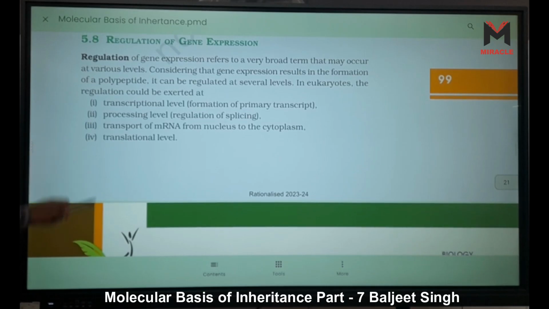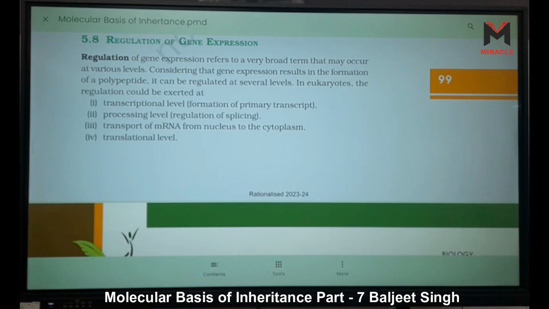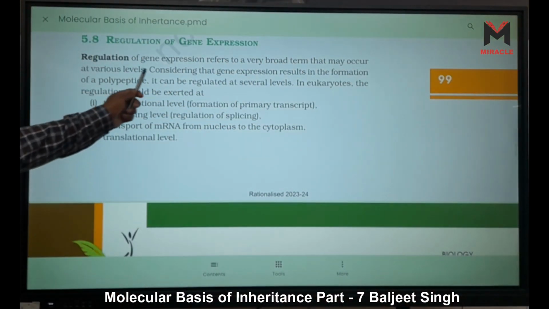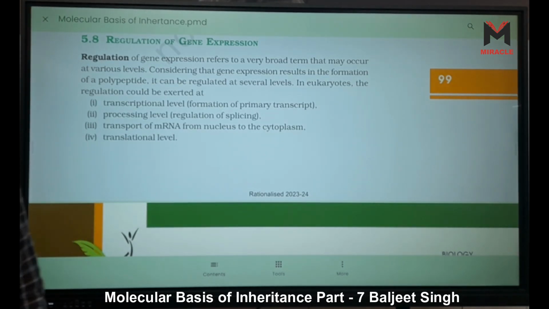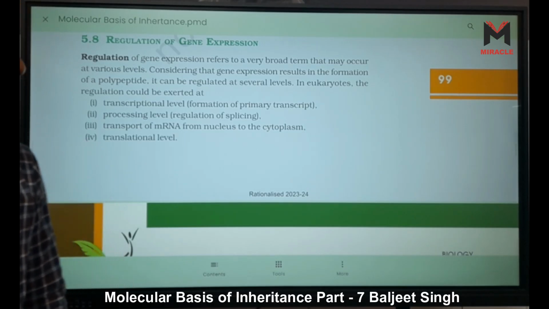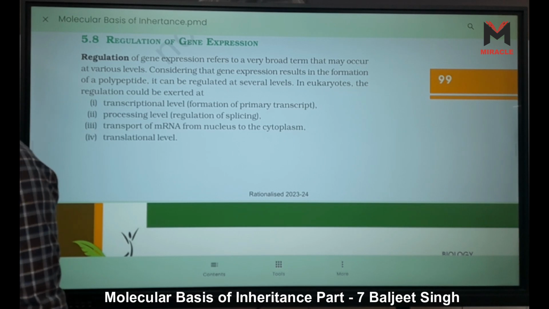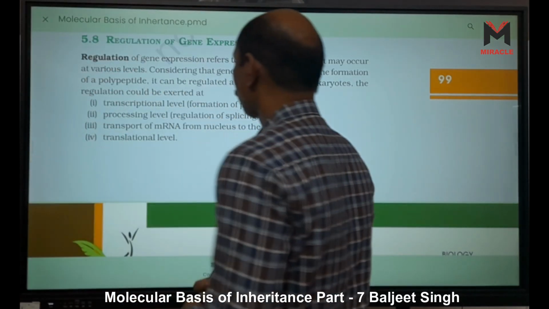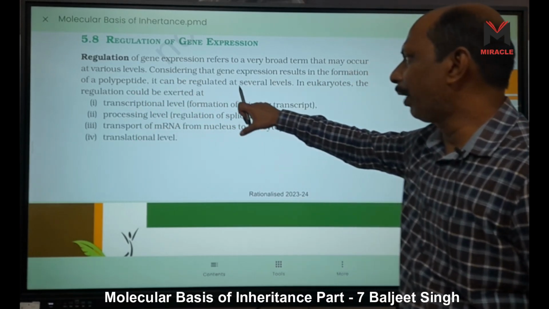Now regulation of gene expression: how a gene expresses itself. Regulation of gene expression refers to a very broad term that may occur at various levels. Various levels means here 4 levels are given. Which 4 levels are there? Considering that gene expression results in the formation of a polypeptide, it can be regulated at several levels.